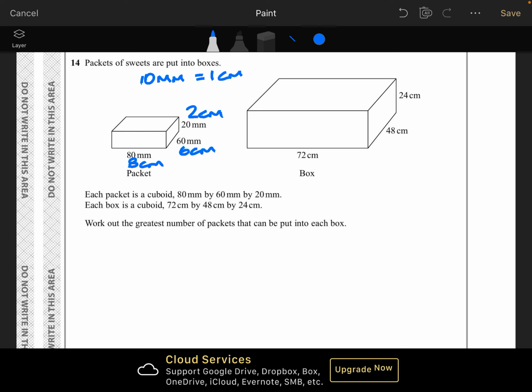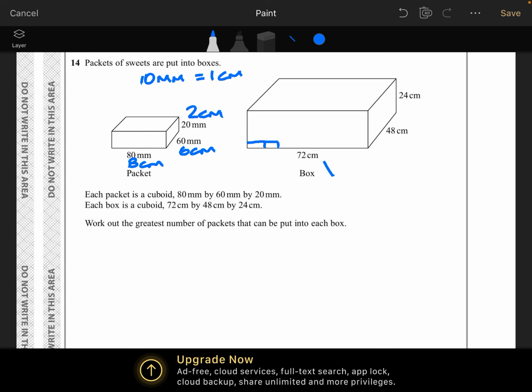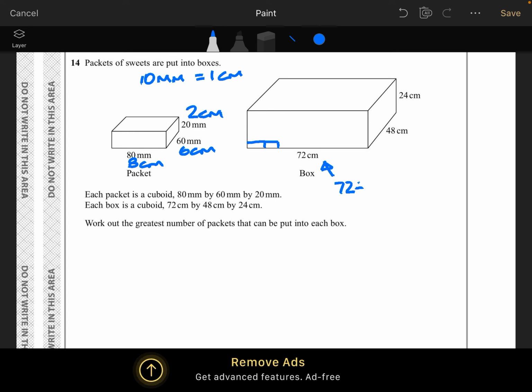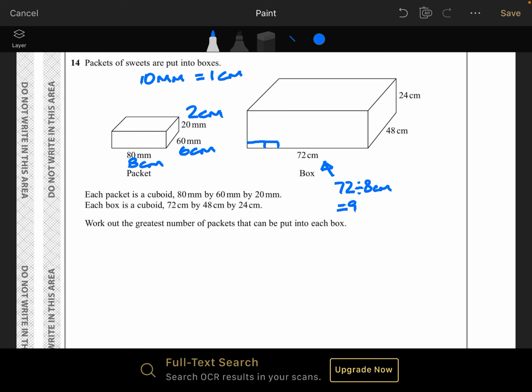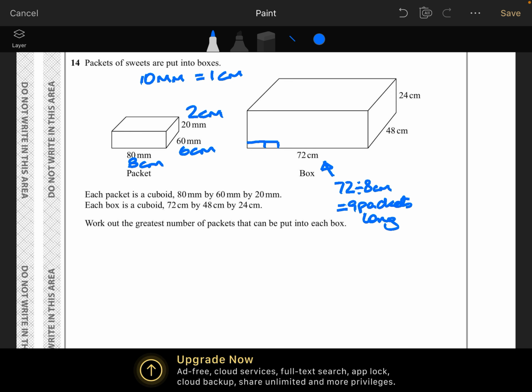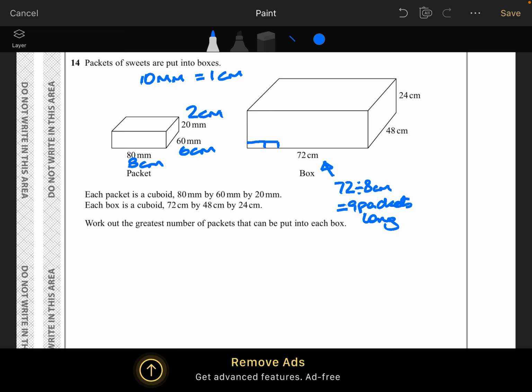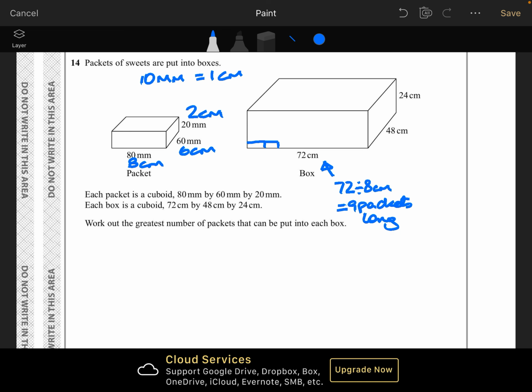So if I think about how many packets will go along, I'm going to put them in this way. So lengthways, how many lots of 8 will go into 72? So the calculation I can do here is 72 divided by 8 centimeters. 72 divided by 8, you might know that, but best checking it on the calculator. That's 9 packets long. Okay, so I know that I can fit 9 packets of there, the way round that they've been drawn.